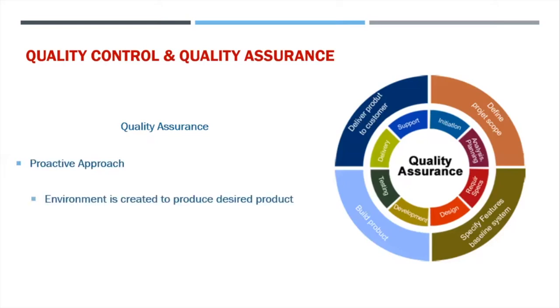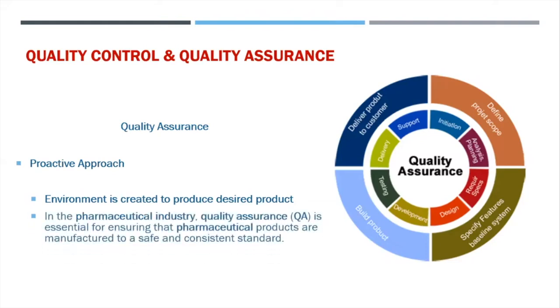Why do we do that? Why do we test it after we make it, when we cannot revert it back? The mistake that we have made cannot be reverted back. So why do we do that? Then the concept of quality assurance came into being. So let's create an environment to produce the desired product. Let's build the quality within the product.